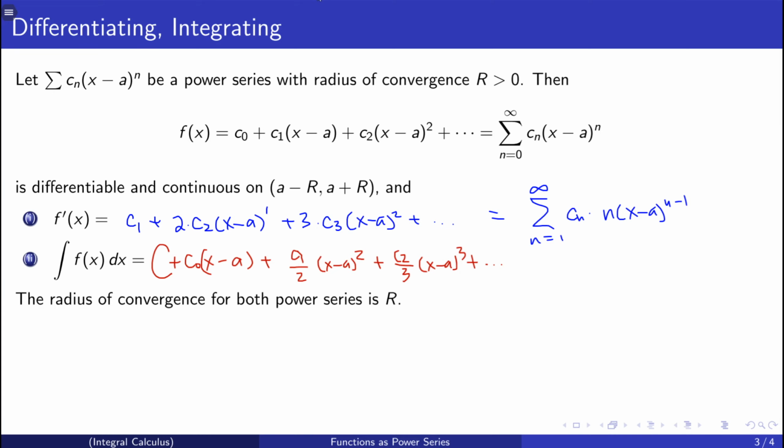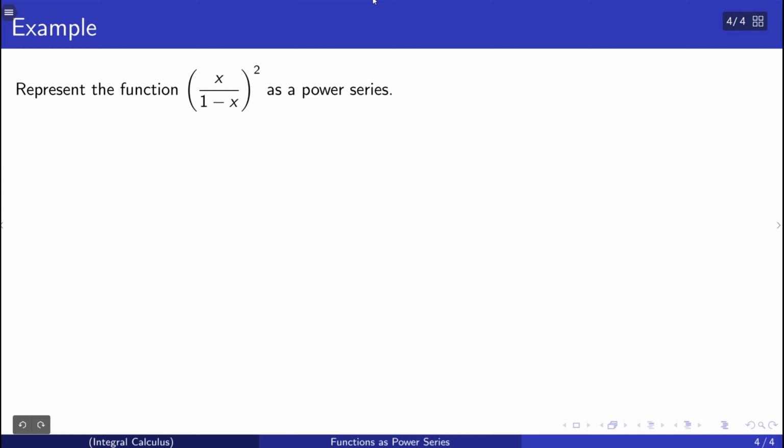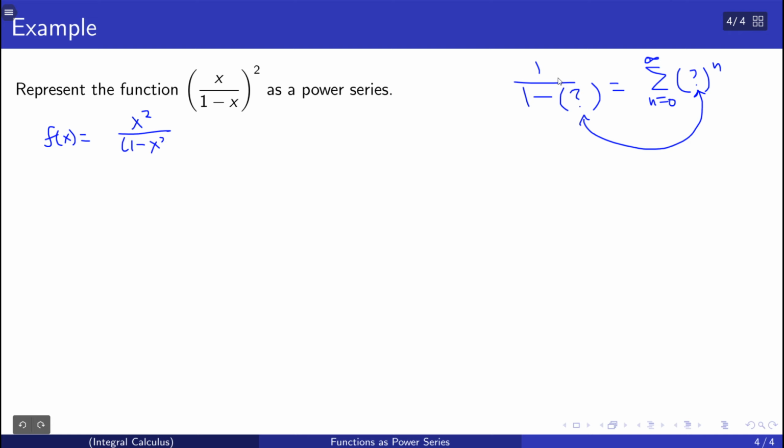And I'll give you an example of where this applies. Look at this function, x over 1 minus x squared. Right now, it doesn't look like we can represent it as 1 over 1 minus a common ratio, right? Remember, this gives us the geometric series from n equals 0 to infinity, where whatever's in there goes in here. If I call this function f of x, well, I can write this as x squared over 1 minus x, and then squared.